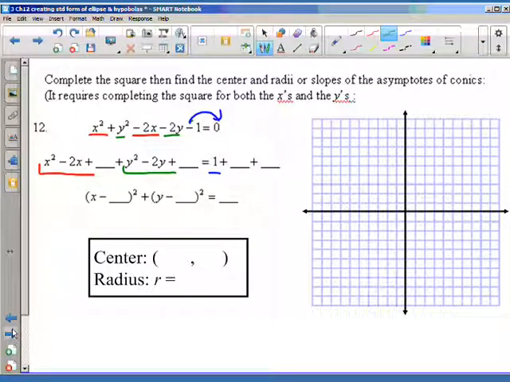Half of negative 2 is negative 1. Squared is a positive 1. If I add it to the left, I need to add it to the right.